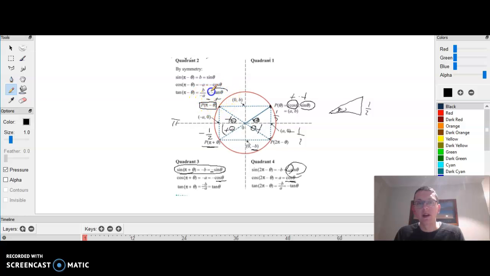So therefore, it needs to be negative in front. Over here, I'm going to have a negative x coordinate and a negative y coordinate. Negative over negative cancels each other out. Hence, tan there will be the same as pi plus theta. Over here, I'm going to have a positive x coordinate and a negative y coordinate. Hence, it will be negative tan. Okay, so that's where we can get the values of those from.